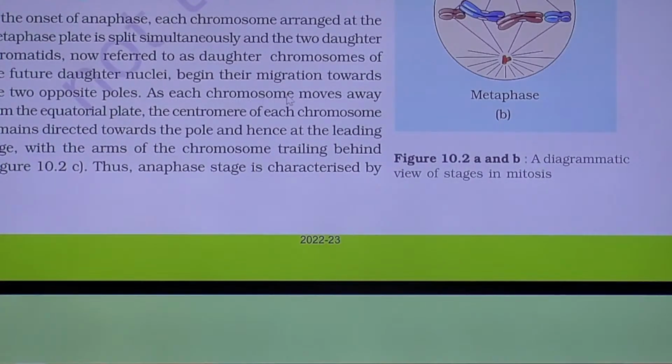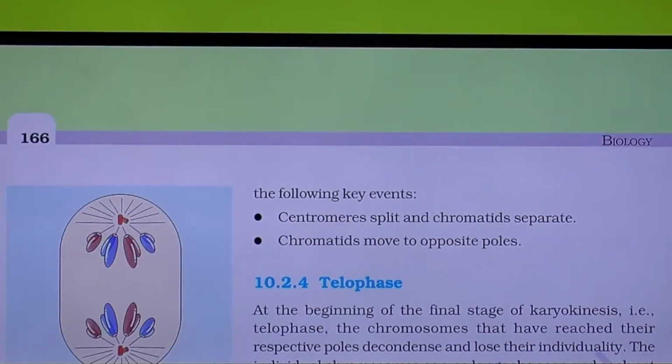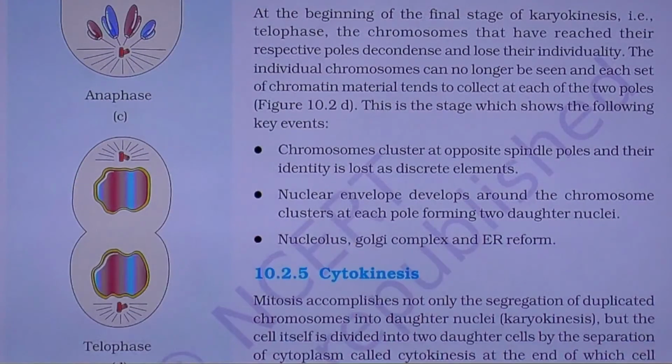As each chromosome moves away from the equatorial plate, the centromere of each chromosome remains directed towards the pole and hence at the leading edge, with the arms of the chromosome trailing behind. Thus the anaphase stage is characterized by the following keys. So this is the picture of anaphase.